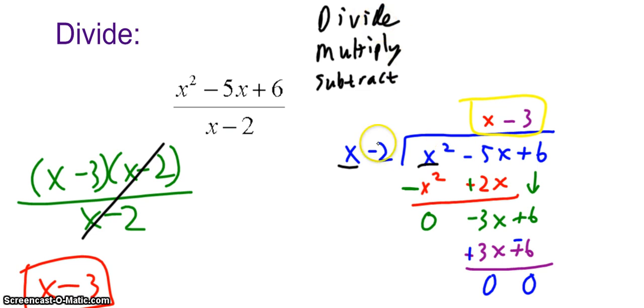Negative 3x divided by x is negative 3. So again, you take the first term that you have here, divide it by the first term in the divisor. Negative 3x divided by x is negative 3. Now I multiply. Negative 3 times x is negative 3x. Negative 3 times negative 2 is positive 6. Now I subtract, so this became a positive, that becomes a negative, and I get 0. So I have no remainder because I knew this should divide into just x minus 3.